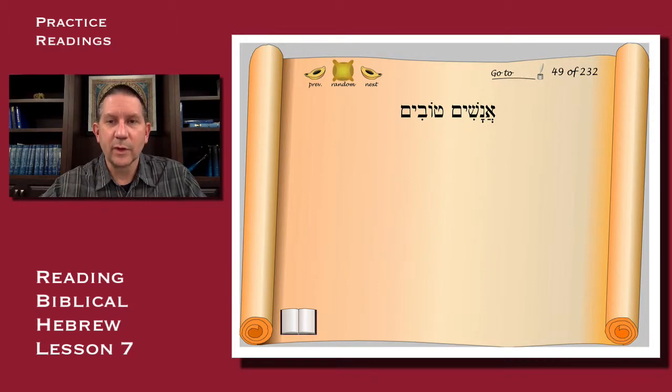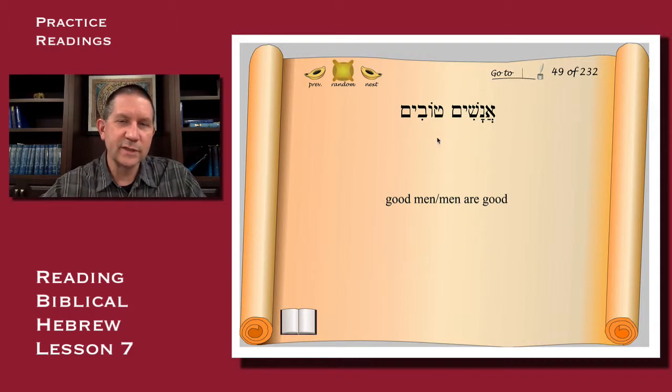Anashim tovim. Oh, we got another easy one. So just 2 words. The noun is first. The adjective is after. So we have good men. Yes, it could be men are good, but very seldom will that be the case. So just a reminder, when there's no article on either one, even when the adjective is after, there's a feasible chance that it is a predicate.